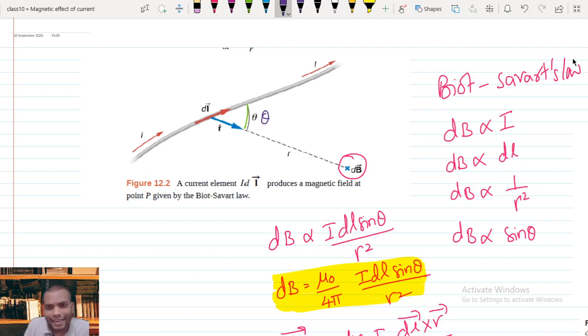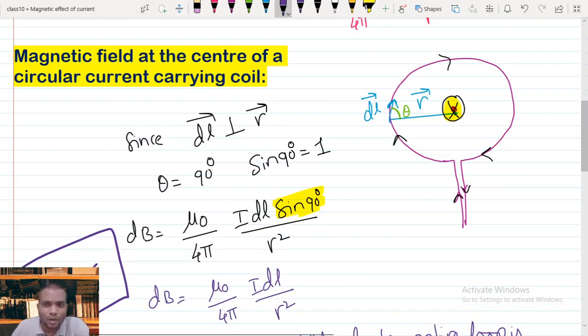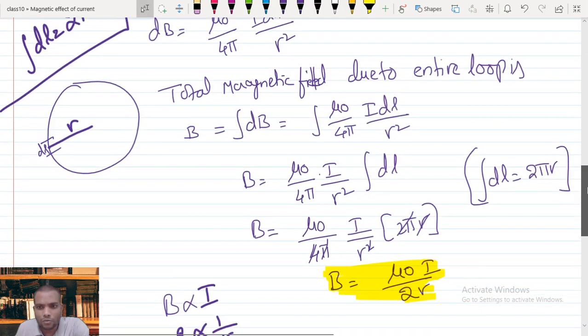So if you place a screw at dB and rotate the dl vector over the r vector in the clockwise direction, then the direction in which the screw advances is the direction of the magnetic field. In this case, the screw advances inside the paper. So the vector is going inside, only the tail part is visible, so that is represented with the cross mark. So this is how we find the direction and magnitude of the magnetic field due to a conducting loop at the center of the loop. So B equals mu naught I by 2 pi r.